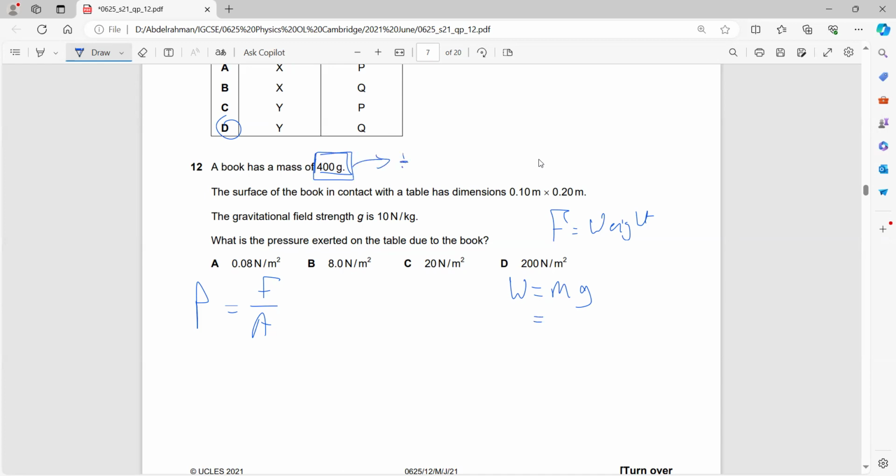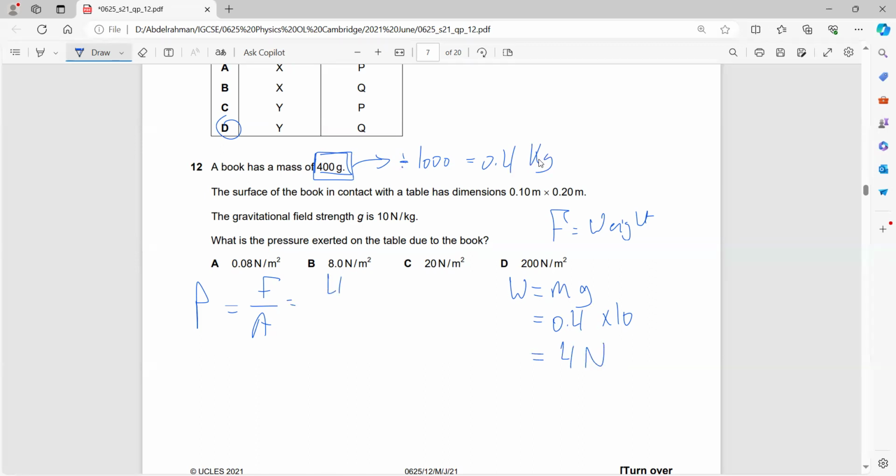To convert to kilograms, you need to divide by 1,000, and this will give you 0.4 kilograms. Finding the weight: 0.4 kilograms times the g. In this case, it's 10. It wouldn't differ that much if it was 9.8. So 0.4 times 10 would be 4. This is the force, 4 newtons.